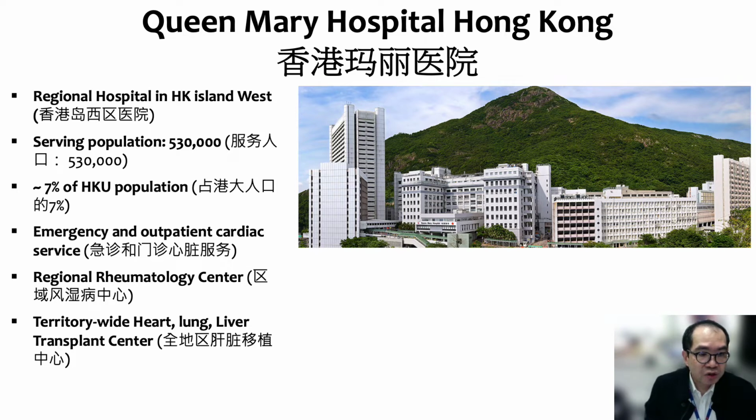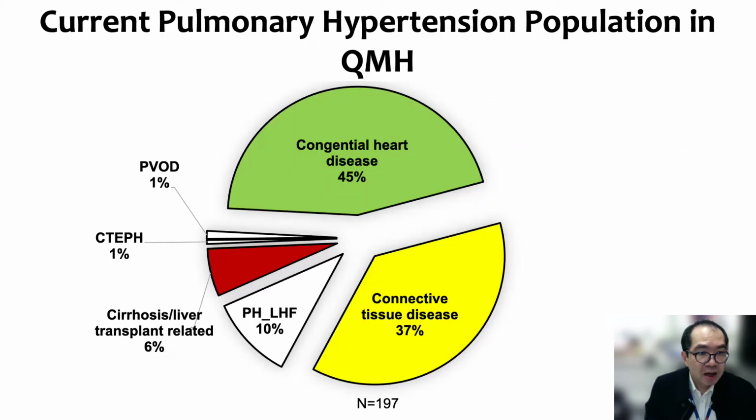And now I'm going to share with you some of our experience in Hong Kong and how we handle this problem. This is the hospital I work in, Queen Mary Hospital in Hong Kong, serving a population of 530,000 patients. And we do have a rheumatology center here so that we can assess patients with connective tissue disease. And this is the data from our cardiology unit for patients undergoing right heart cath. You can see that connective tissue disease and congenital heart disease are the main bulk of patients in whom we diagnose pulmonary hypertension. And others will be patients with cirrhosis, because we are also a liver transplant center.